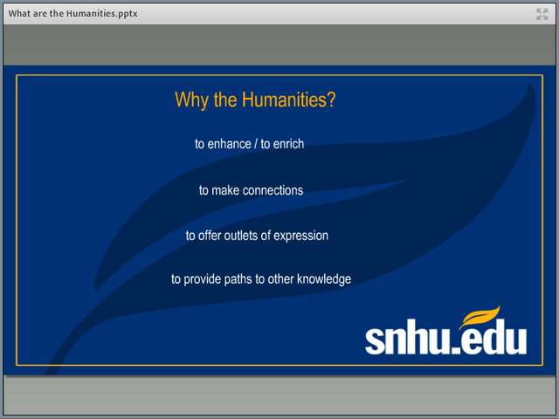And the humanities also provide us paths to other knowledge. So many of us are learners with different kinds of approaches. Some of us are visual learners. We really need to see what we're studying. Some of us are tactile learners. We need to actually touch or experience what we're learning about. Some of us are oral. We need to hear it. Different approaches help us understand whatever material we might be studying. So the humanities help us to understand that as well.